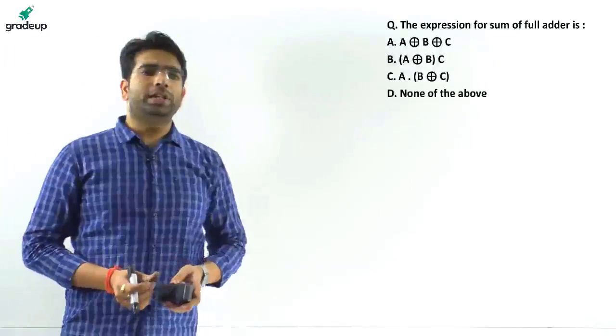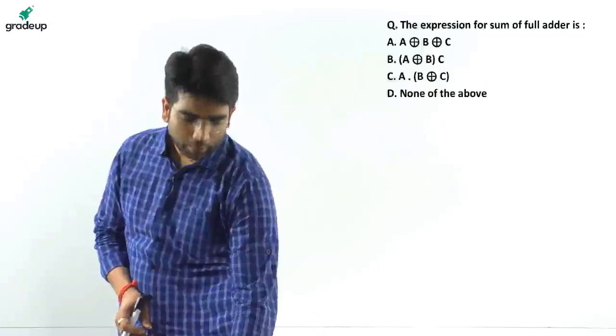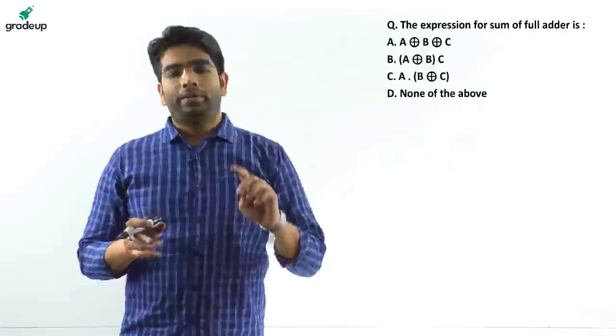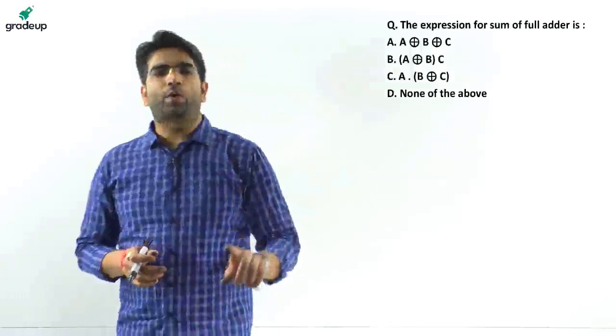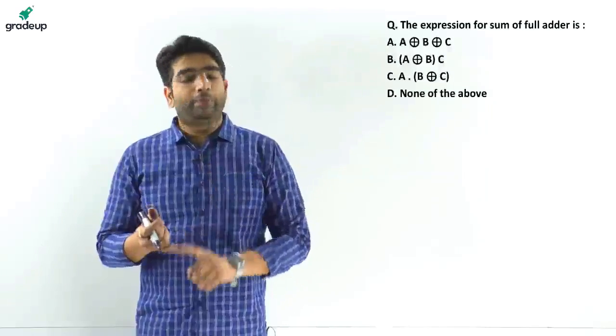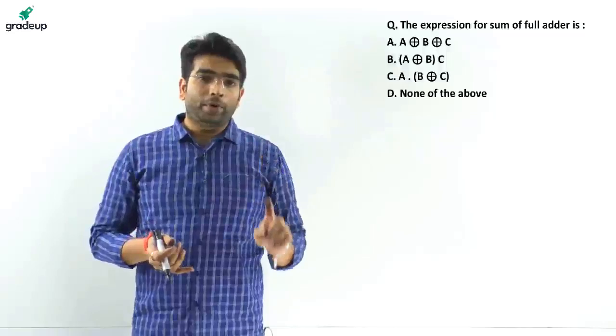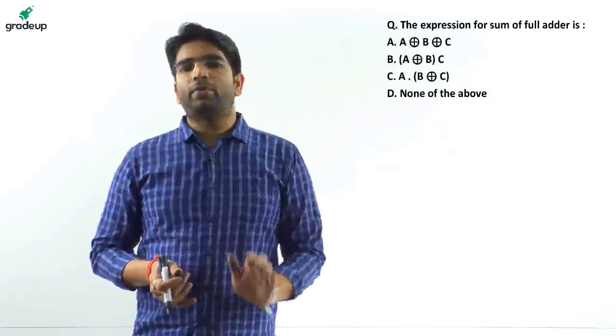Yes, the expression was A. Okay, the answer will be A. And how many NAND gates are required for a full adder? It will be 9. 9 NAND gates are required, as well as 9 NOR gates for a full adder and full subtractor. For a half adder and half subtractor, 5 NAND gates and 5 NOR gates are required.